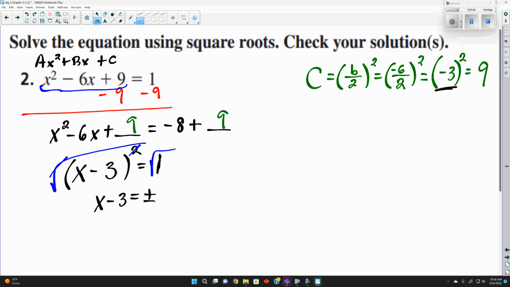What's the square root of 1? What times itself is 1? 1, because 1 times 1 is 1. What's the cube root of 1? What times itself 3 times is 1? 1, because 1 times 1 is 1, times 1 is still 1. No matter what the root is, we can take the 27th root of 1, it's still 1.